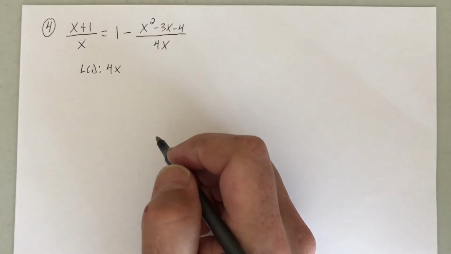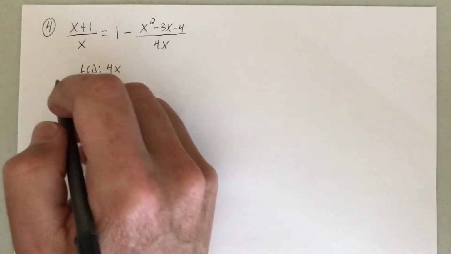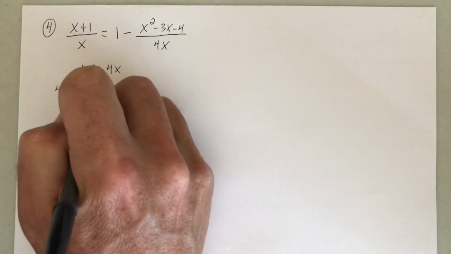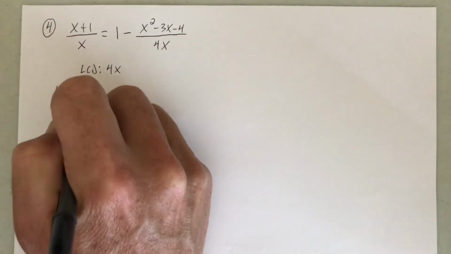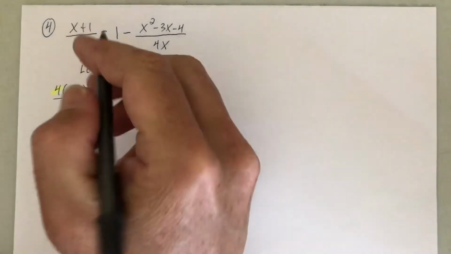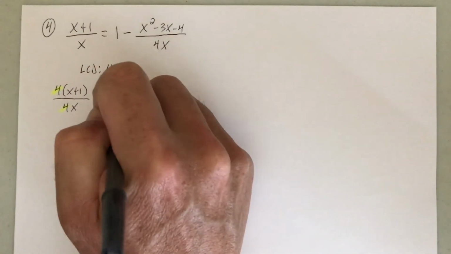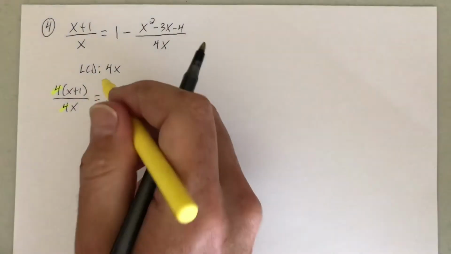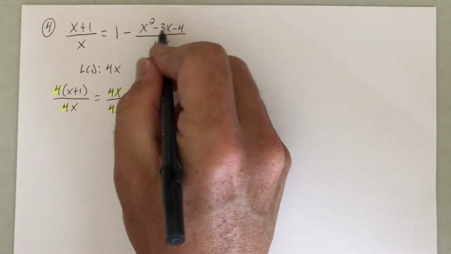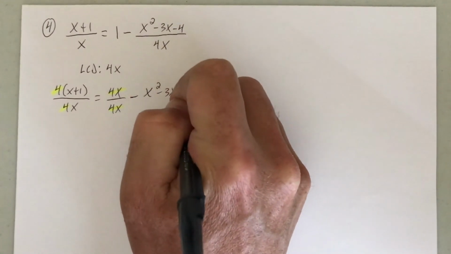So then what we need to do is go ahead and correct for our numerators. Here I already have the x plus 1, and I need to multiply by the 4 because that's what I'm missing in the bottom. So I'm going to do that, top and bottom. And then the 1, I'm missing everything, so it's going to be 4x over 4x, the least common denominator. And for here, I already have the least common denominator, so I don't need to correct for anything.